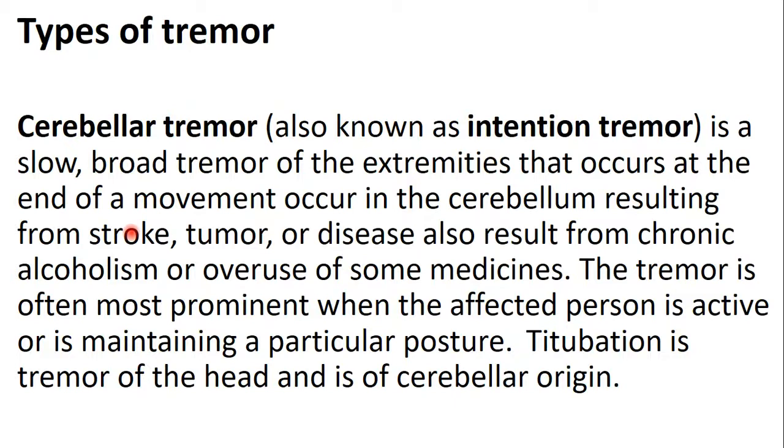The most important type of tremor, the cerebellar, action, or intention tremor, is a slow, broad tremor of the extremities that occurs at the end of the movement. It occurs with cerebellar lesions, resulting from stroke in the cerebellum, or tumor or disease, and also results from chronic alcoholism or overuse of some medications. The tremor is often most prominent when the affected person is active or is maintaining a particular posture. We also have titubation, which is tremor of the head and is of cerebellar origin.